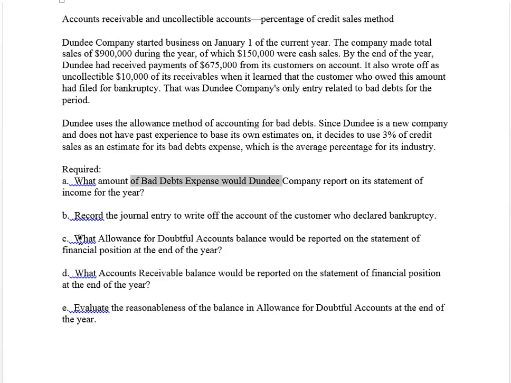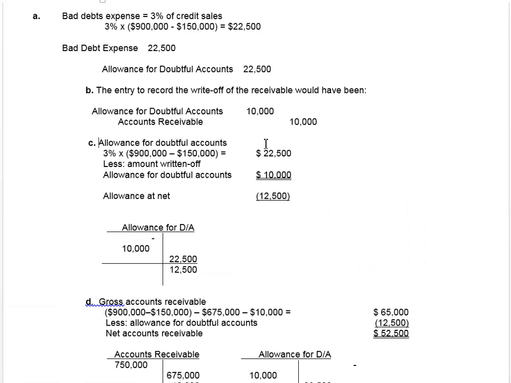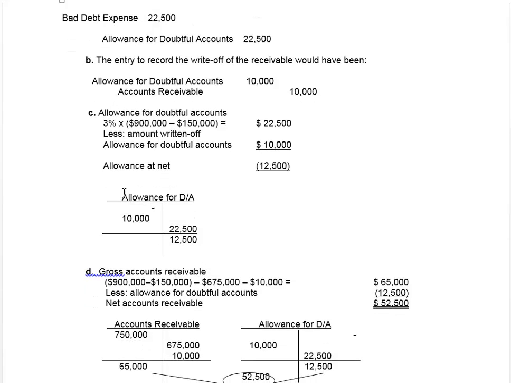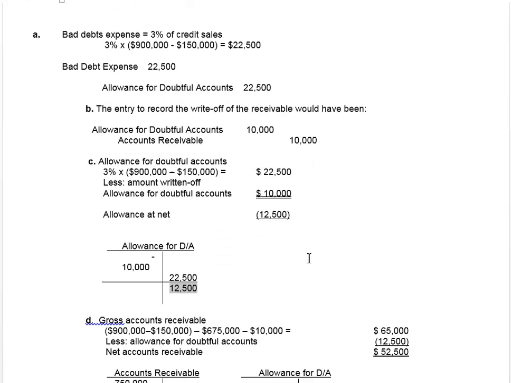The question asked you to determine what the allowance account balance would be on the statement of financial position at the year end. So in our question, if the allowance started at $22,500 and we wrote off $10,000 against it, that means we'd have a credit balance of $12,500. So that's why we've got brackets around it to show it's a credit. And then we showed you here what the T account would look like. You had a $22,500 credit in the allowance, and you wrote off $10,000 against that. So that would be $12,500 left in there.